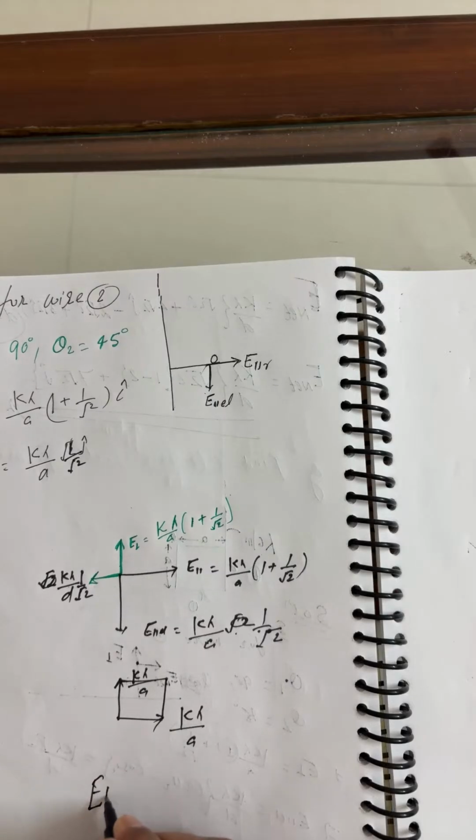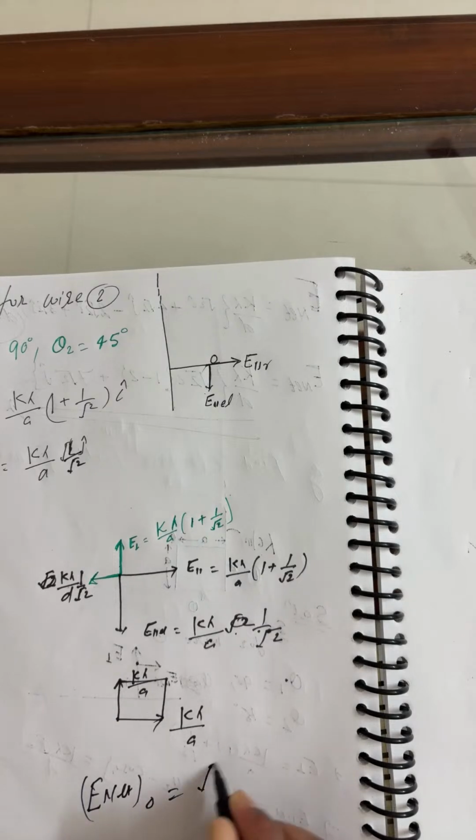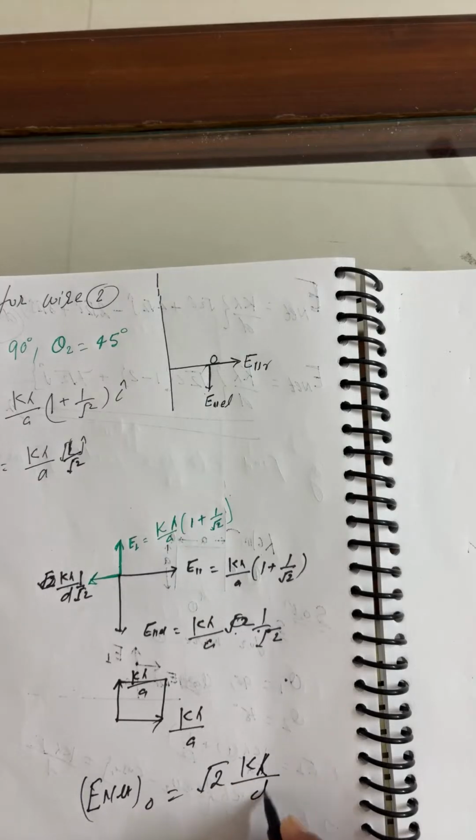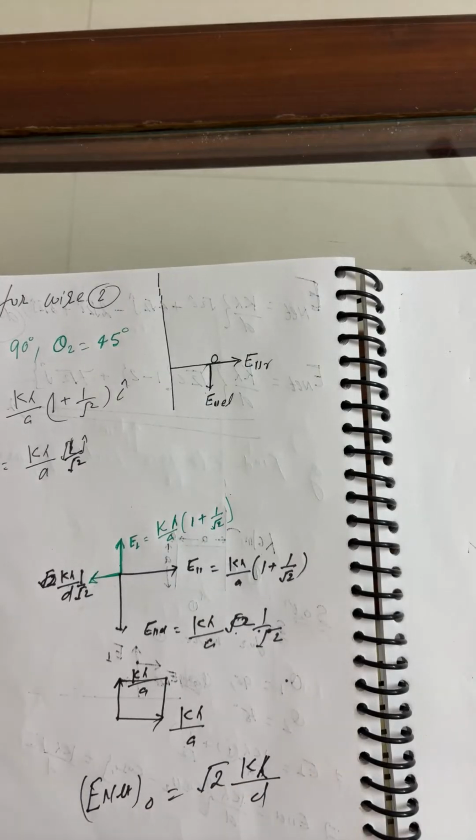You can see our net electric field at point O is nothing but root 2 K lambda by D, where D is equal to A. So student, this is the answer of the question.